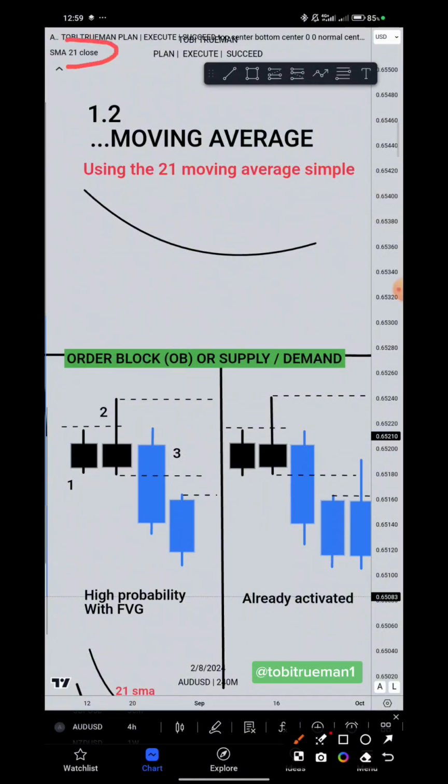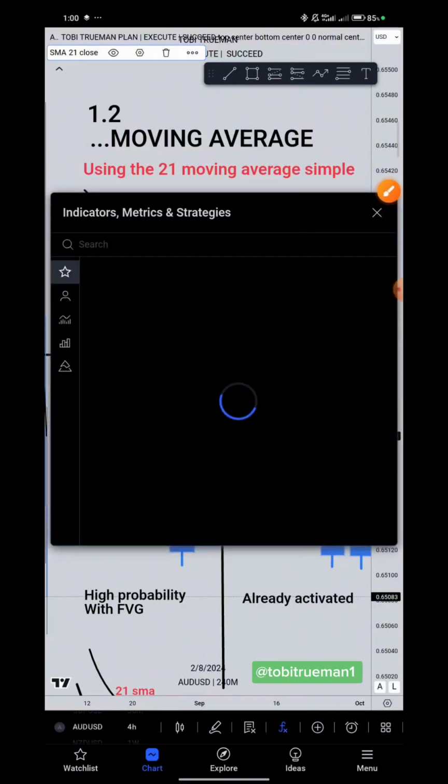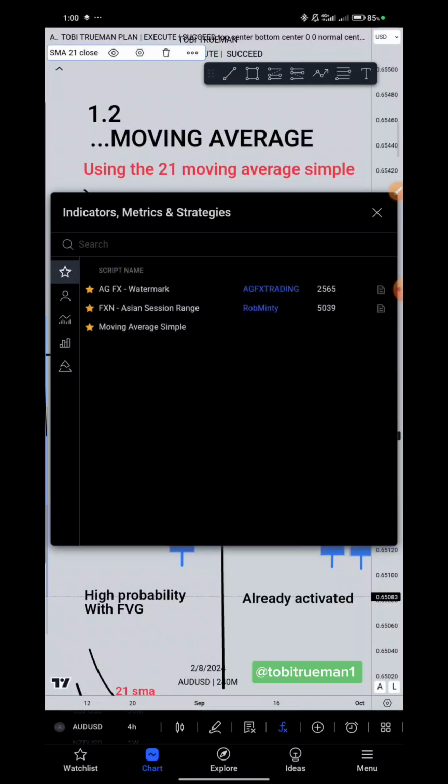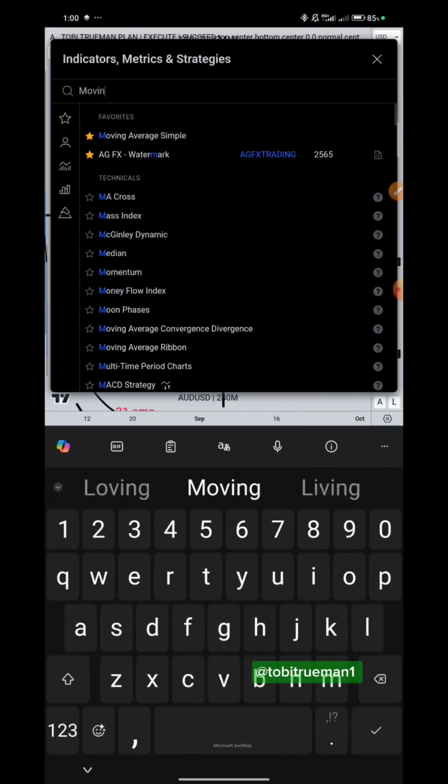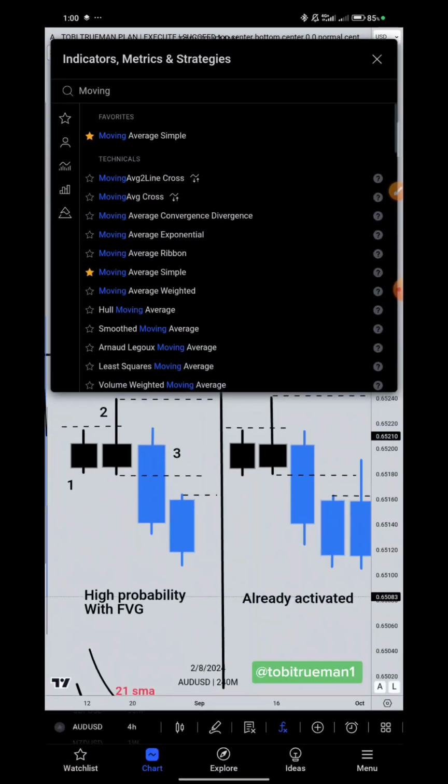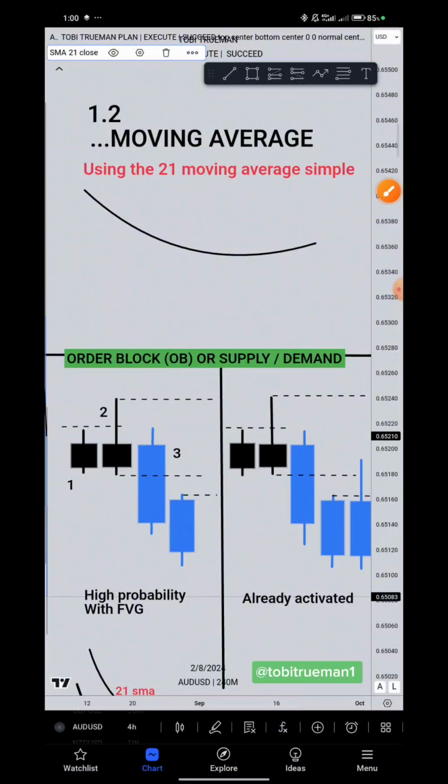That's SMA 21. This is the setting. Let me go to the setting. When you come to this part of your TradingView, the indicators, you click on it. Then you can search for moving average. When you just click on moving, you will see the moving average there. Okay. Then you can also highlight it to make it be in the favorite section, as I've done. Then when you activate it, click on it, it will pop on your screen.